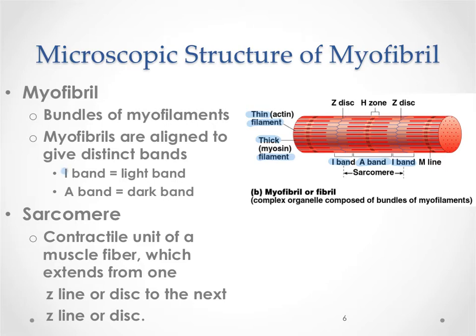So you can remember this because I bands, the word light has an I in it, and for A bands, the word dark has an A in it. So you can kind of keep those straight that way.